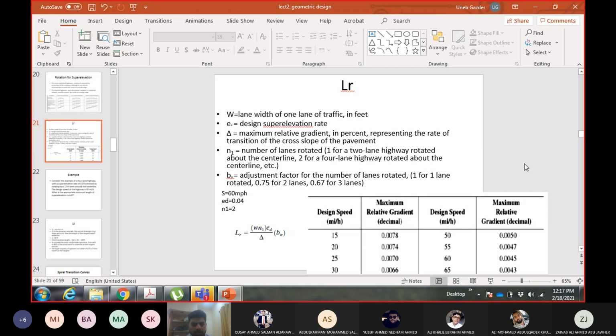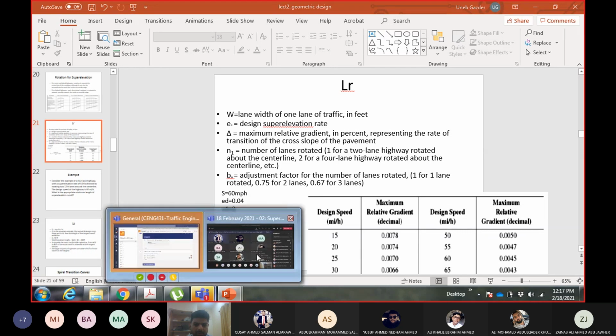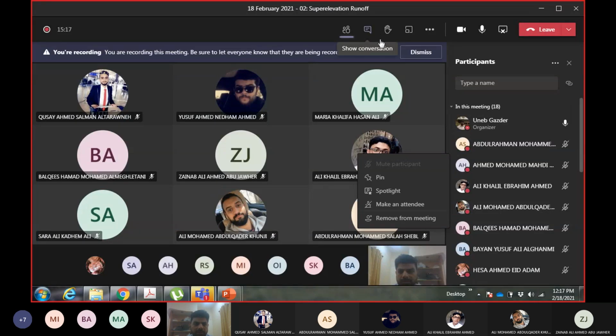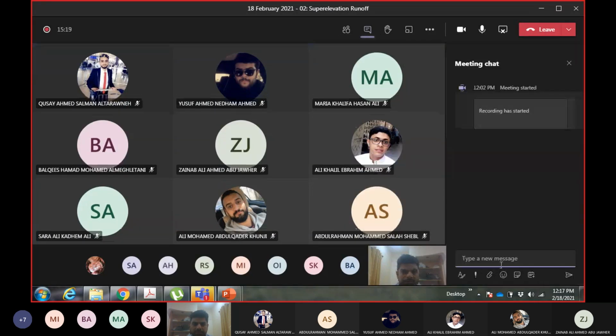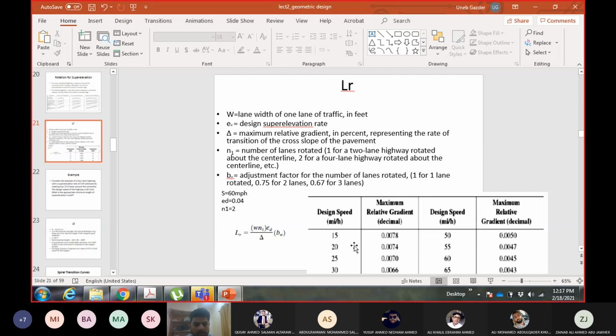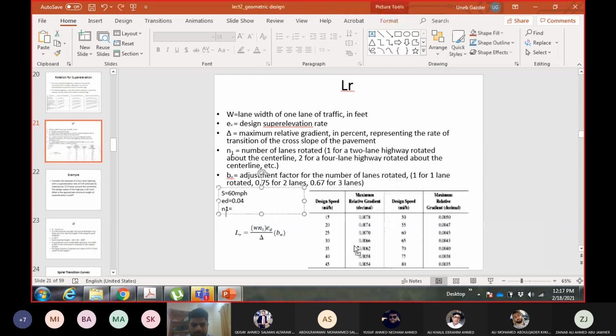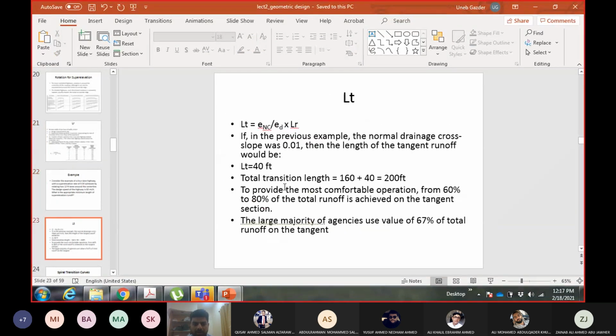160. Okay, fine. This is good. This is correct. LR is 160 feet. Okay, LR is 160 feet. Now we will move on. Any problems? Any confusion? All is good.